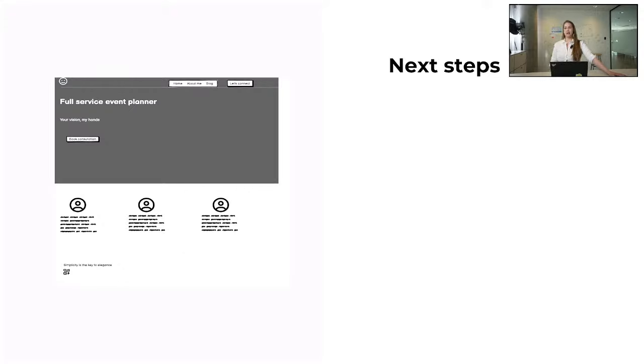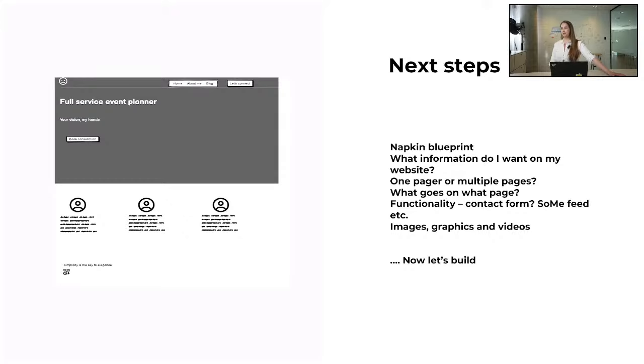For this reason, I would suggest that you start off doing a so-called napkin blueprint. A napkin blueprint is exactly what it sounds like. It doesn't have to be complicated at all. Just get a piece of paper and a pen. You don't even need to use a digital tool. Just write down, envision, what do you want your website to do? Who are you building it for? Which type of information do you want to display on it?